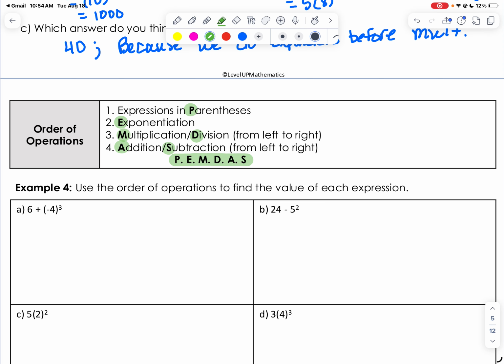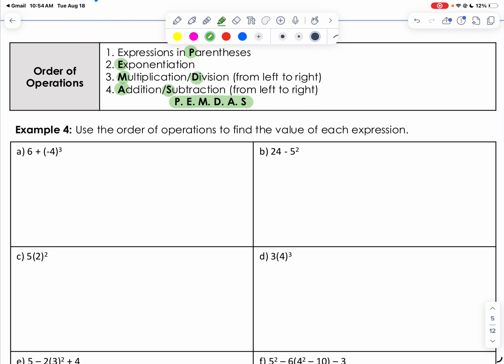And all together, this gives us the phrase PEMDAS. All right, now let's put these order of operations together. And we'll look at our first problem. We have 6 plus negative 4 cubed. So we have addition and we have an exponent. So we'll do the strongest operation first, which is considered exponentiation. So negative 4 to the third power is negative 4 times negative 4 times negative 4. Negative 4 times negative 4 is positive 16 times negative 4. And 16 times negative 4 is negative 64. So when we raise negative 4 to the third power, we get negative 64.